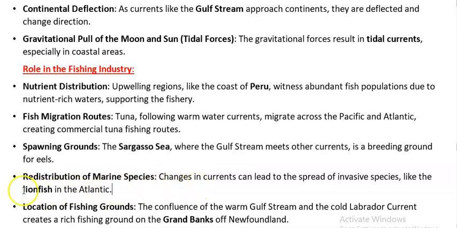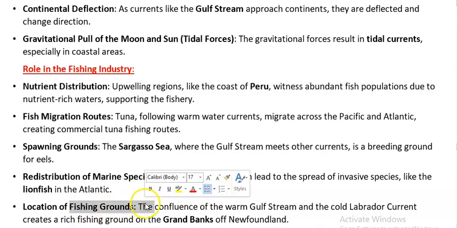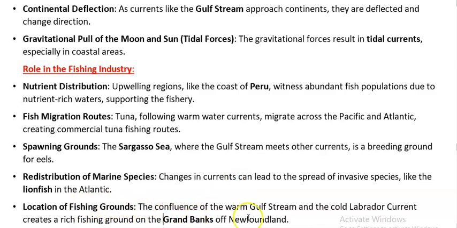For example, lionfish, etc. in the Atlantic is brought by this ocean current. Now, even though it is affecting the environment in several ways, it is also affecting the lives of humans as well. How? In a positive way, because we can say that the warm current in the British region, etc., when the Gulf Stream is reaching this as North Atlantic drift, etc.